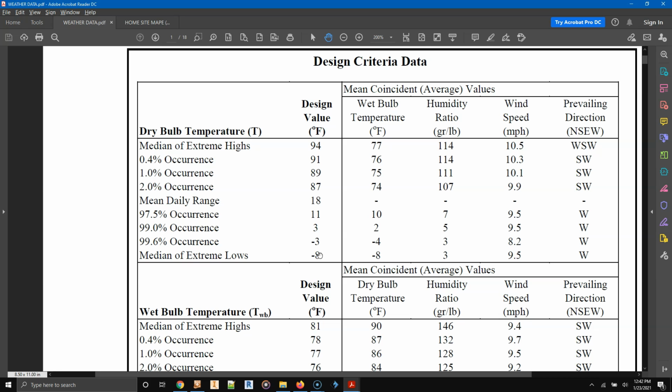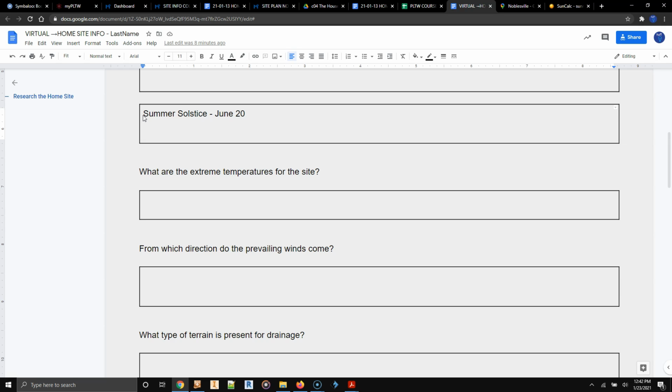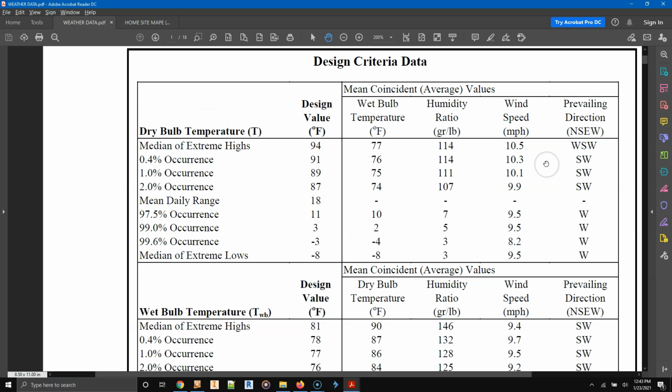So be really clear, because you and I should both agree that with 18 pages of weather data, there's a lot of places to get temperatures. So be specific about the temperatures that you're using. So identify the high and low that you think is most appropriate. So from which direction do the prevailing winds come? So you need to specify which one you're using.